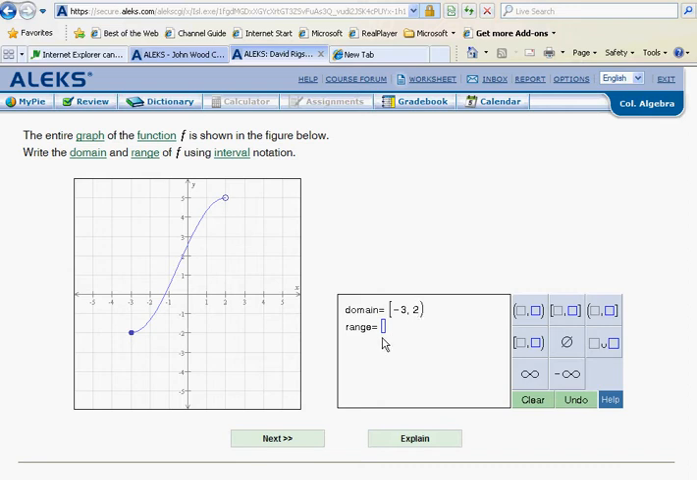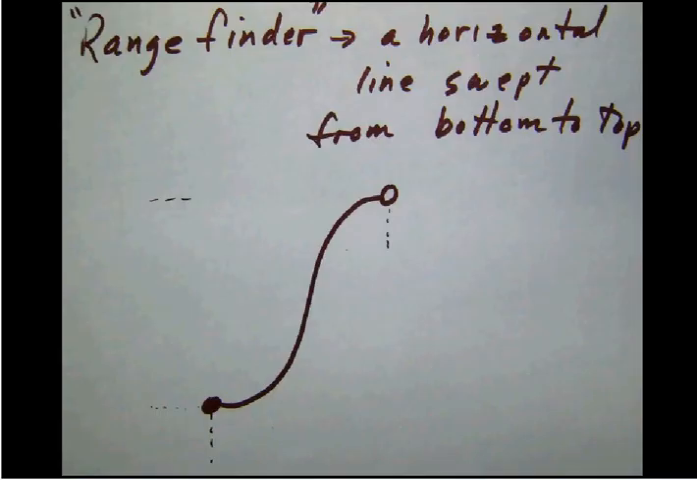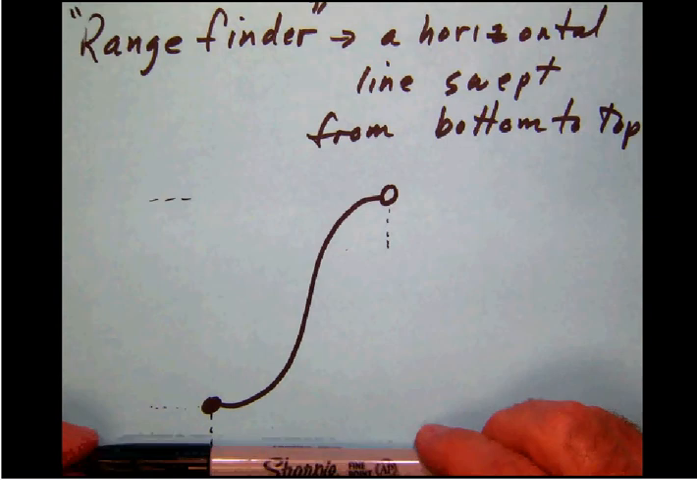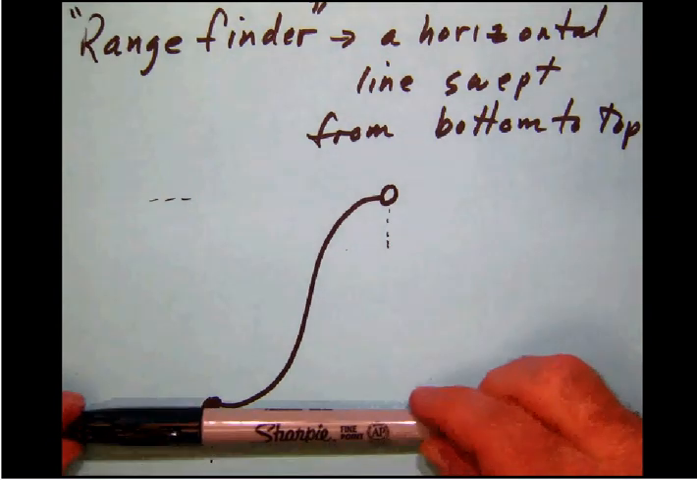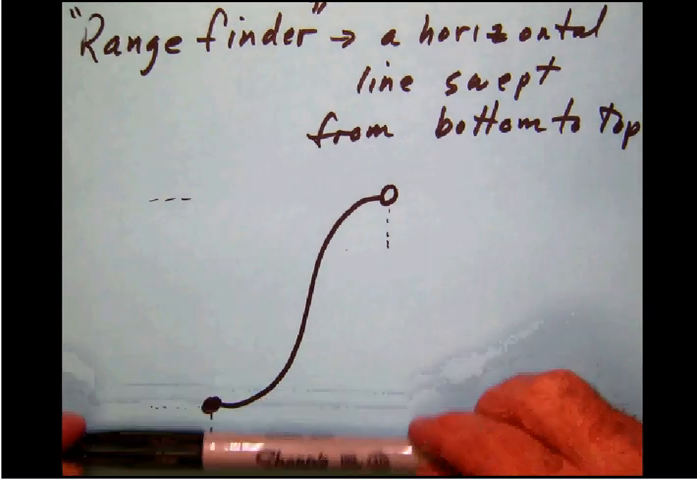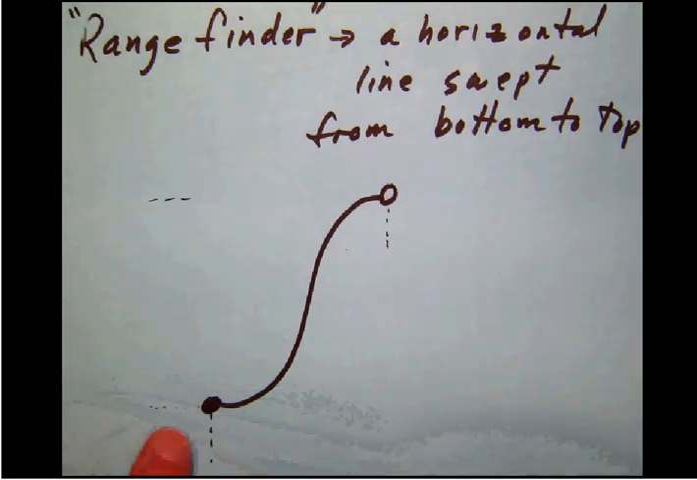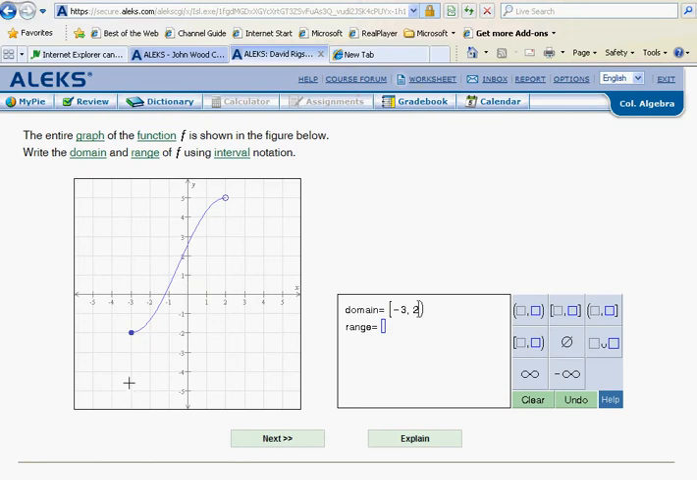Okay, let's do the rangefinder. Now, once again, what we're going to do in the rangefinder, in case you forgot, go back and look at our notes, is we're going to sweep up. Our rangefinder is this horizontal line that's swept from bottom to top. It's going to hit here for the first time. And once again, we'll read our first y value. So back here, we're going to come up, come up, come up. We hit it first right here. And of course, notice that that's at -2. It is in fact solid there. It is included. So we're going to have a square bracket there and an open bracket there.